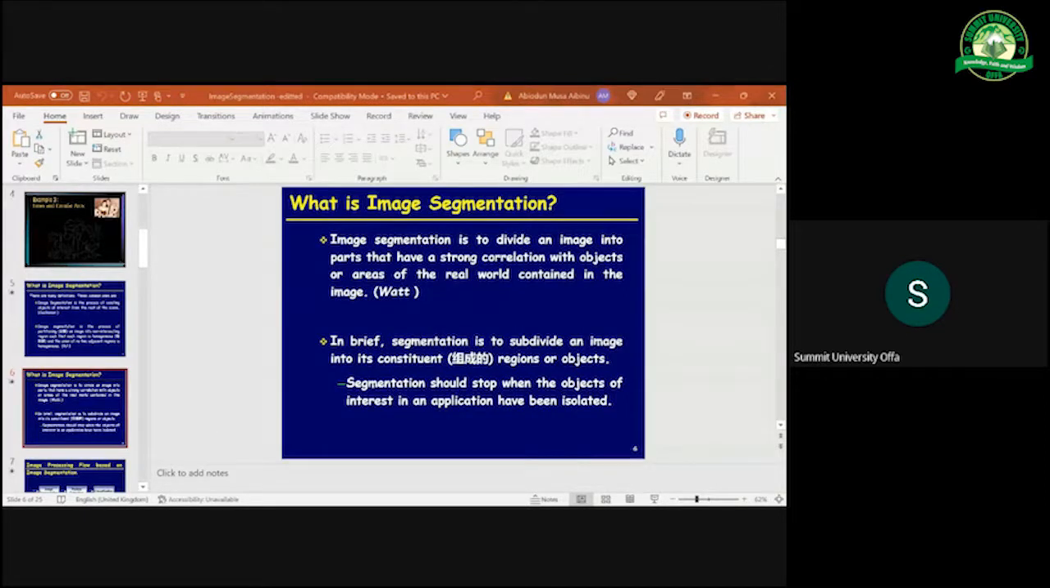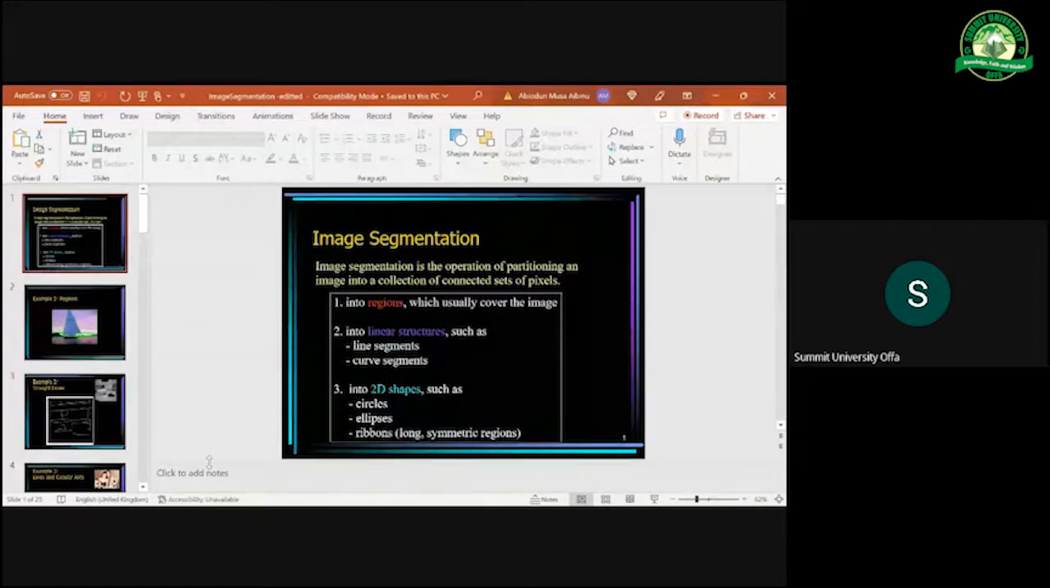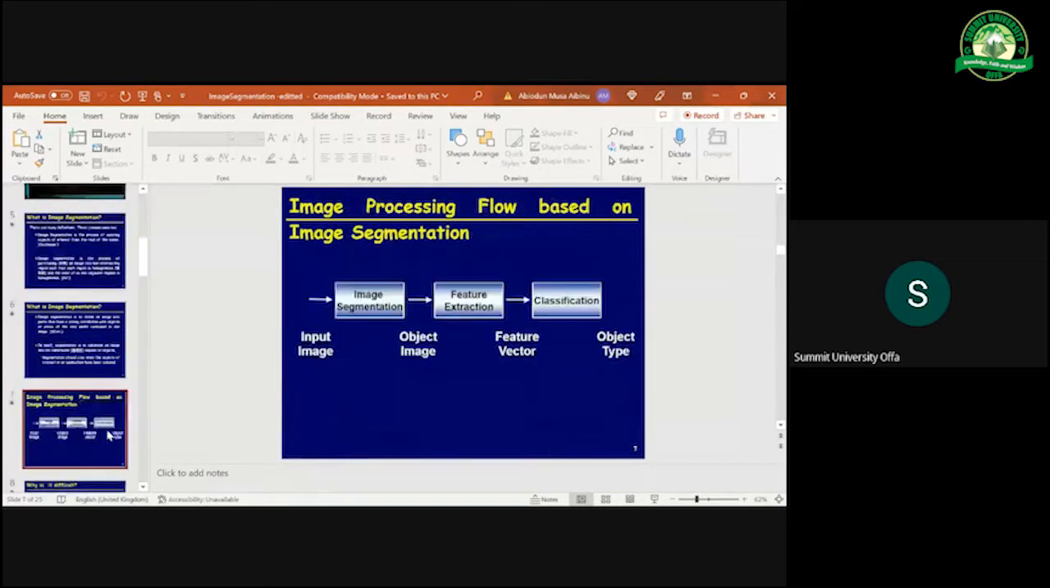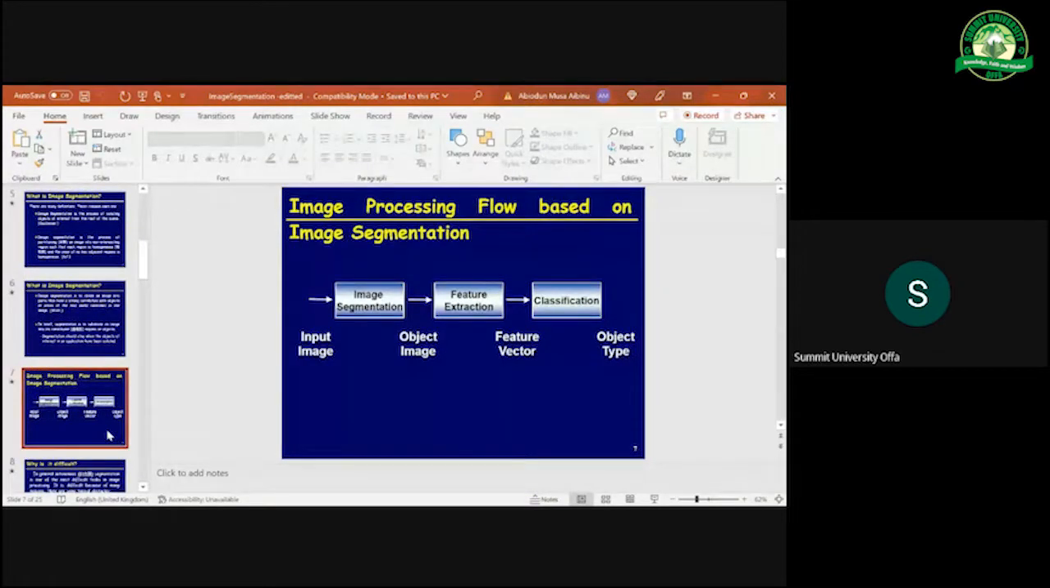And then we have looked at three types. You can do image segmentation based on region, based on linear structures, and based on shape. That's what we have looked at under segmentation, and we looked at all these examples. We also looked at this process flow.